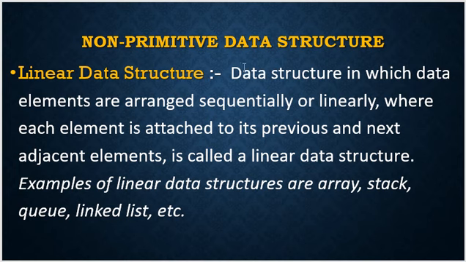A linear data structure is one in which data elements are arranged sequentially or linearly, where each element is attached to its previous and next adjacent element. Examples of linear data structures are array, stacks, linked list, queue, etc.